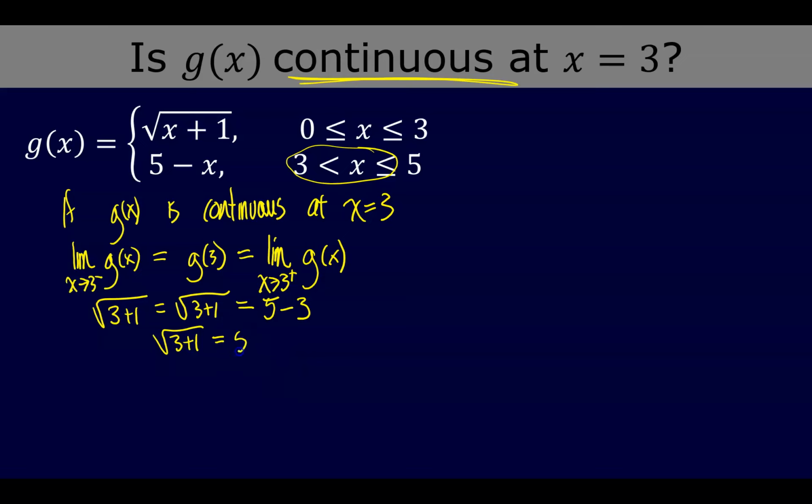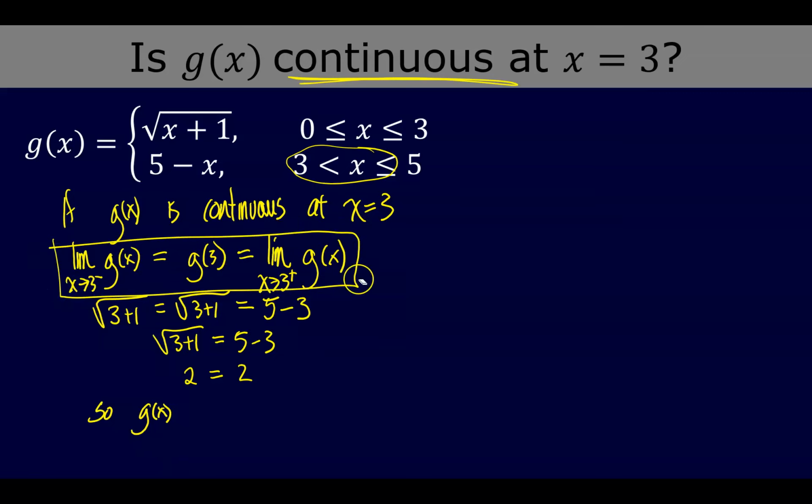Instead of having a 3-piece, now I have 1 left, 1 right. And so the square root of 3 plus 1 is 2. 5 minus 2 is 3. And so we got something that was true. We didn't get like 2 equals 4. We got 2 equals 2. And so we know, hey, we said if g is continuous at 3, this statement would be true. And since we got a true statement, g is continuous at x equals 3.